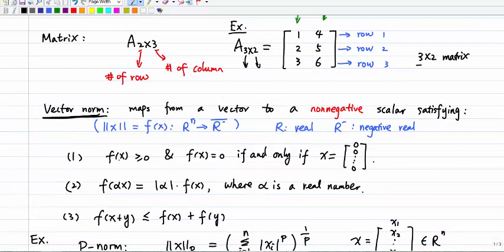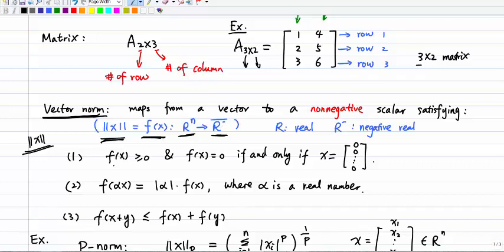The first one is this: if I represent the vector norm as f(x), typically the norm is written in this form, where you put two vertical lines before the vector and two vertical lines after the vector. This represents the norm. So it is a function f that maps from the original vector to a non-negative scalar. Here R means real, and the plus sign means a non-negative scalar. So it maps from a vector to a non-negative scalar, and satisfies three properties.